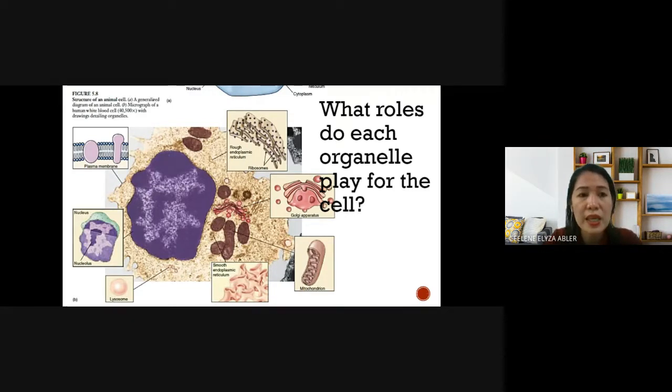Okay, then we have your lysosome. The lysosome is only found in animal cells. Lysosomes are very important because they contain digestive enzymes. Ginagamit din sila ng cell for apoptosis. Kapag nagpapakamatay, nagsu-suicide ang cell. These are the suicide bags of the cell.